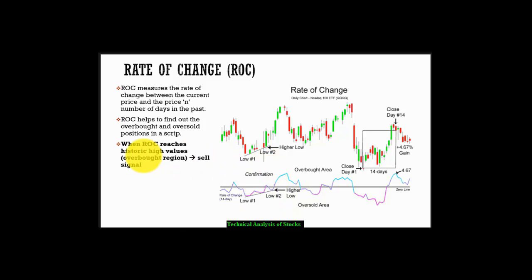When ROC is reaching a historic value in the overbought region, this is giving you a sell signal, and when ROC is reaching a historic value in the oversold area, this is giving you a buy signal. So here there are two signals, as you can identify in the chart.